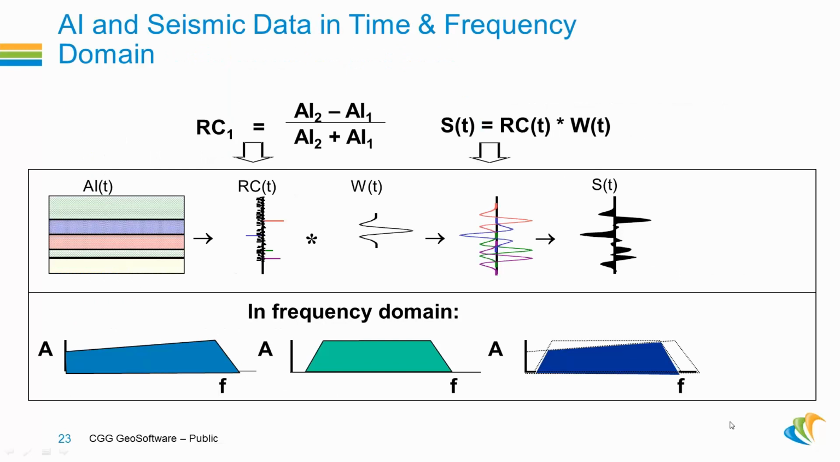Let me go back again. For example, for broadband seismic data, our cut is very close to zero. It's not zero, but very close to zero. So we have more data content, or more low frequency, in the broadband seismic data.